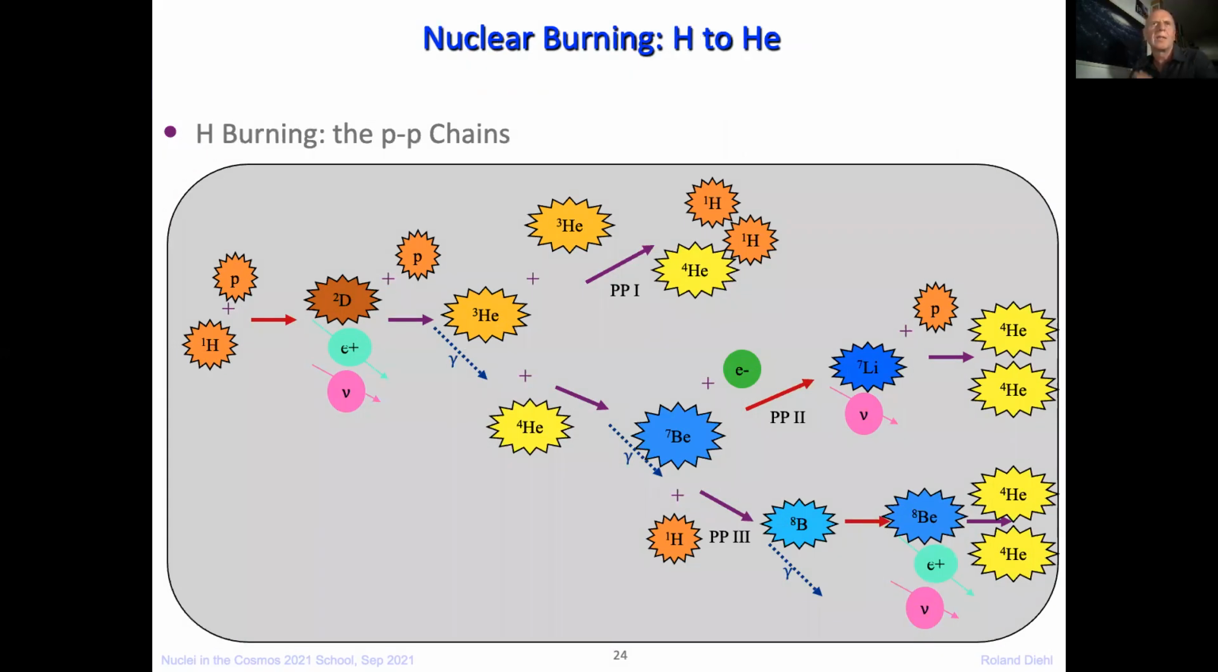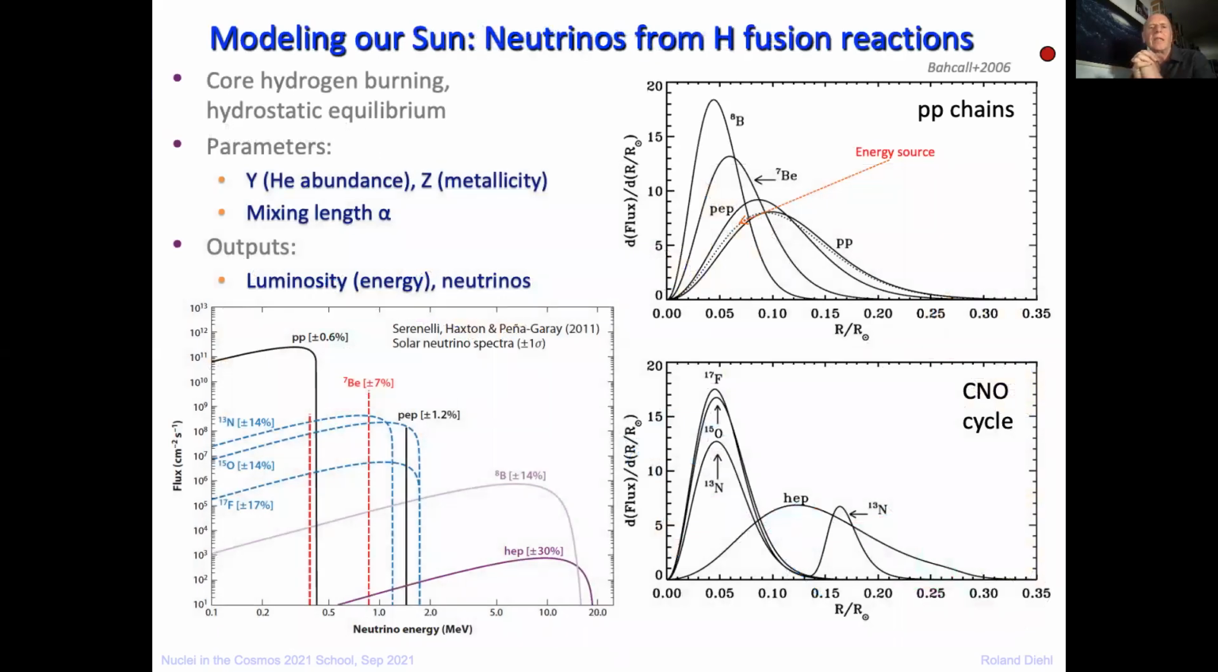Now let me come back to the core of the sun, where nuclear hydrogen burning is going on. Here are the PP chains shown, and they involve a few weak reactions. And these weak reactions lead to the co-production of neutrinos. And I mentioned the large overlying mass that is a problem, but not for neutrinos. And so in the case of the sun, we have the unique situation that we can actually measure neutrinos from the core of the sun from different neutrino processes.